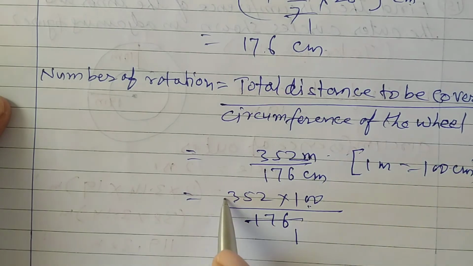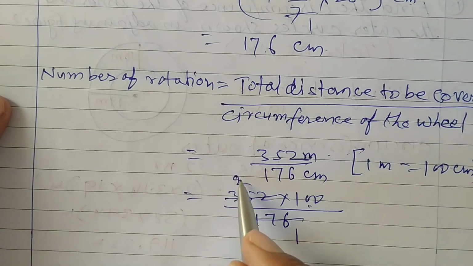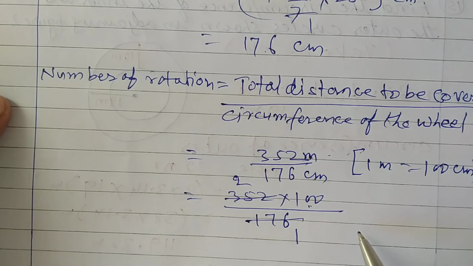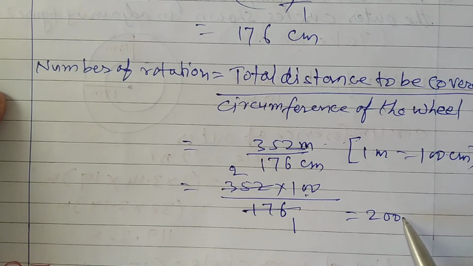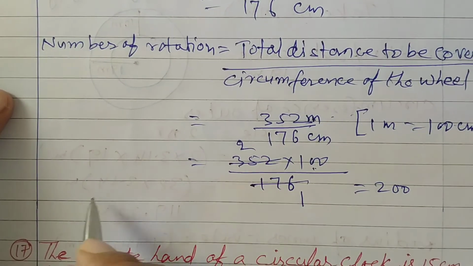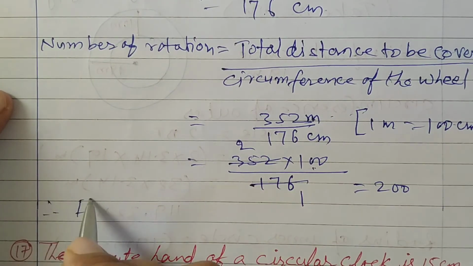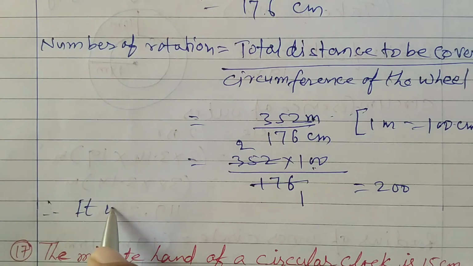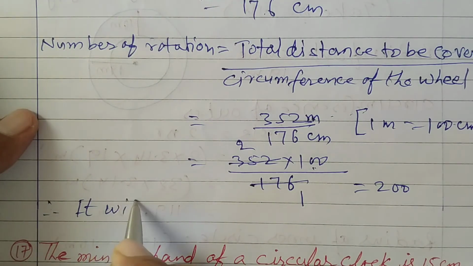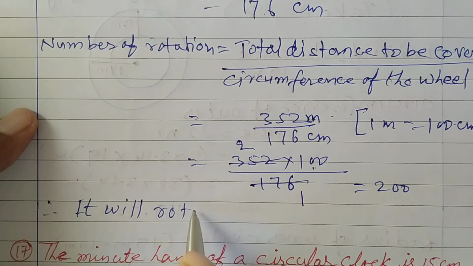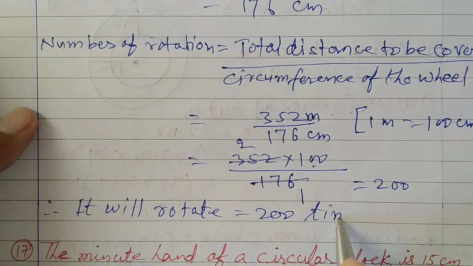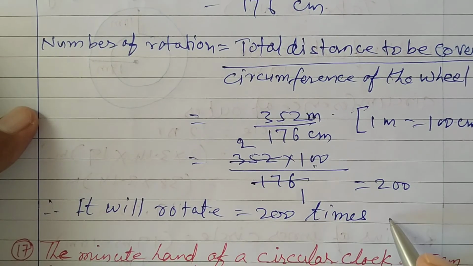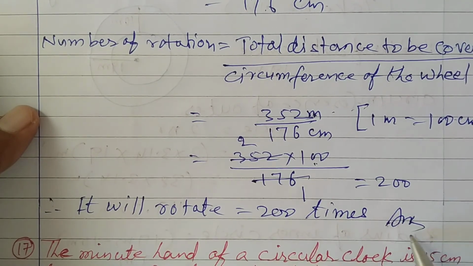176 into 176, 176 2 ja. It will go in 2 times. Okay, 100 into 2, 200. So the answer is 200. So it will rotate 200 times. This is the answer.